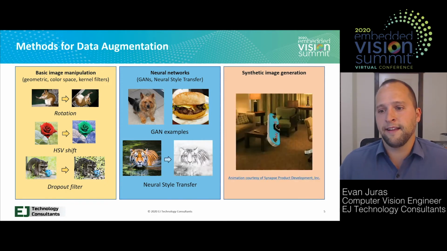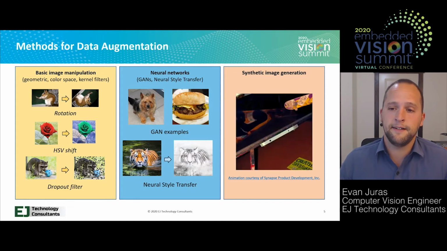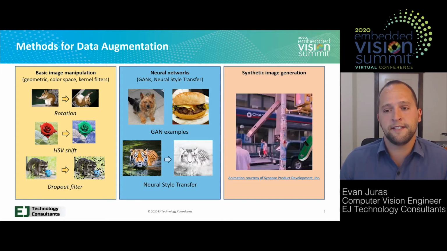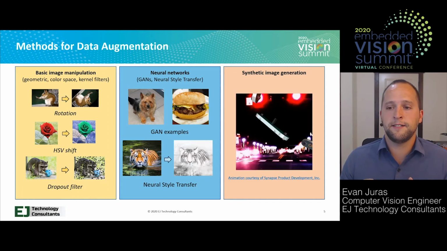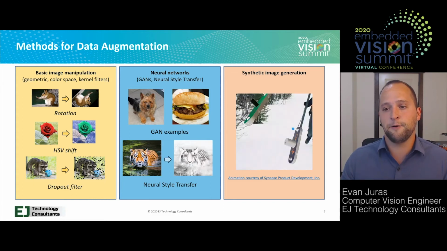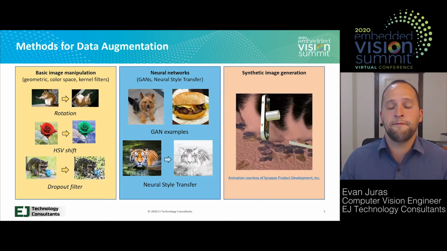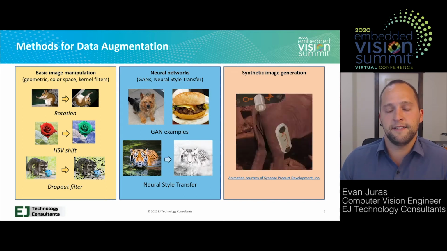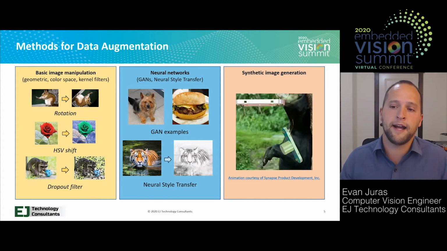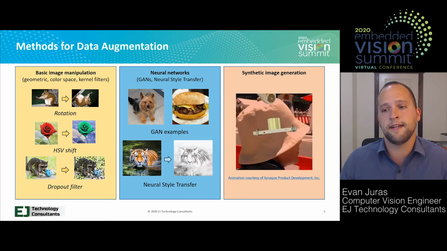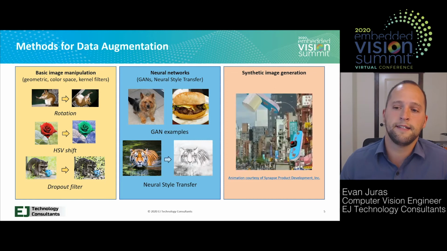A third category that I like is synthetic image generation. This example I have here is from Synapse Product Development. It's a company that I used to work for in Seattle. And what they did is basically they want to be able to detect these kind of Lego-like circuit building pieces. And they created photorealistic models of these pieces in Unity, and then they created a script to programmatically rotate the objects around and impose them on random backgrounds, and then they train the object detection model using these images. And it actually works very well.